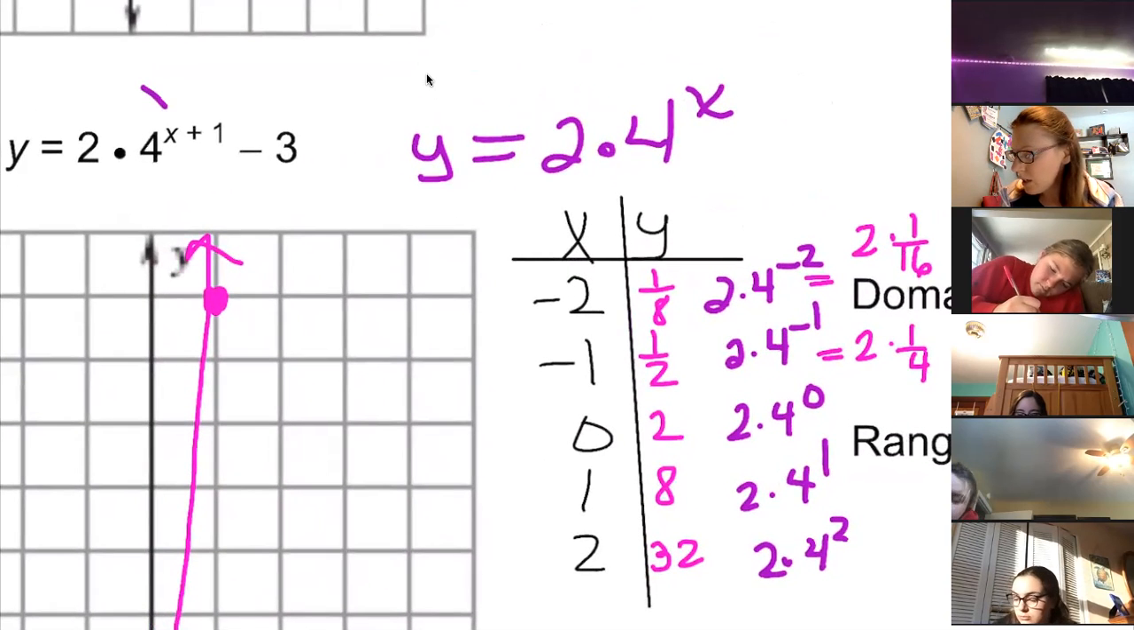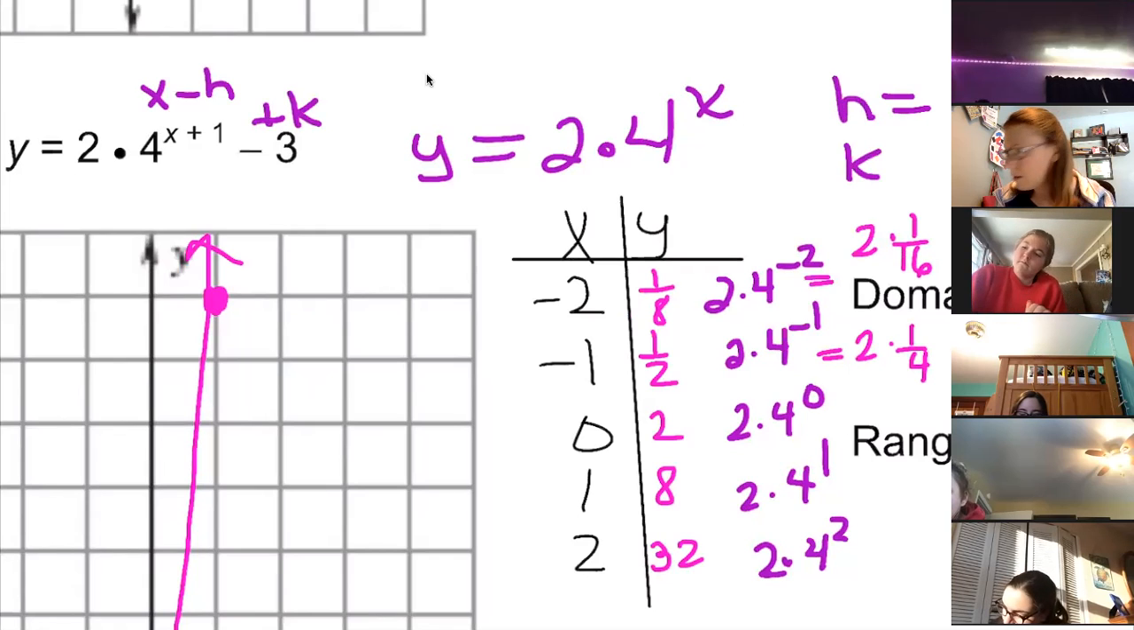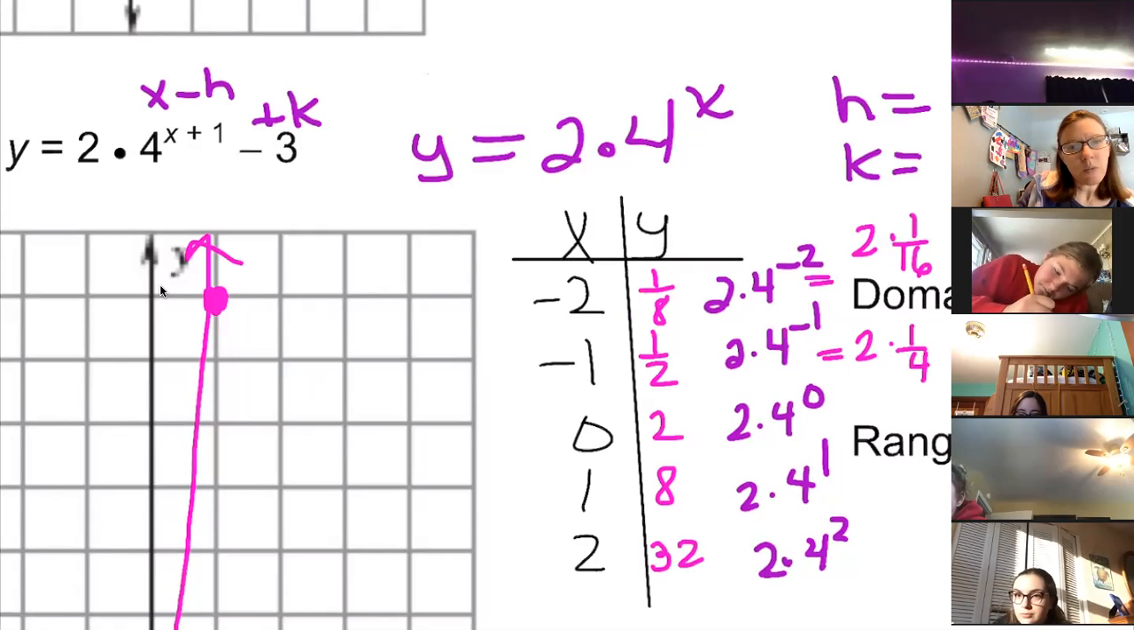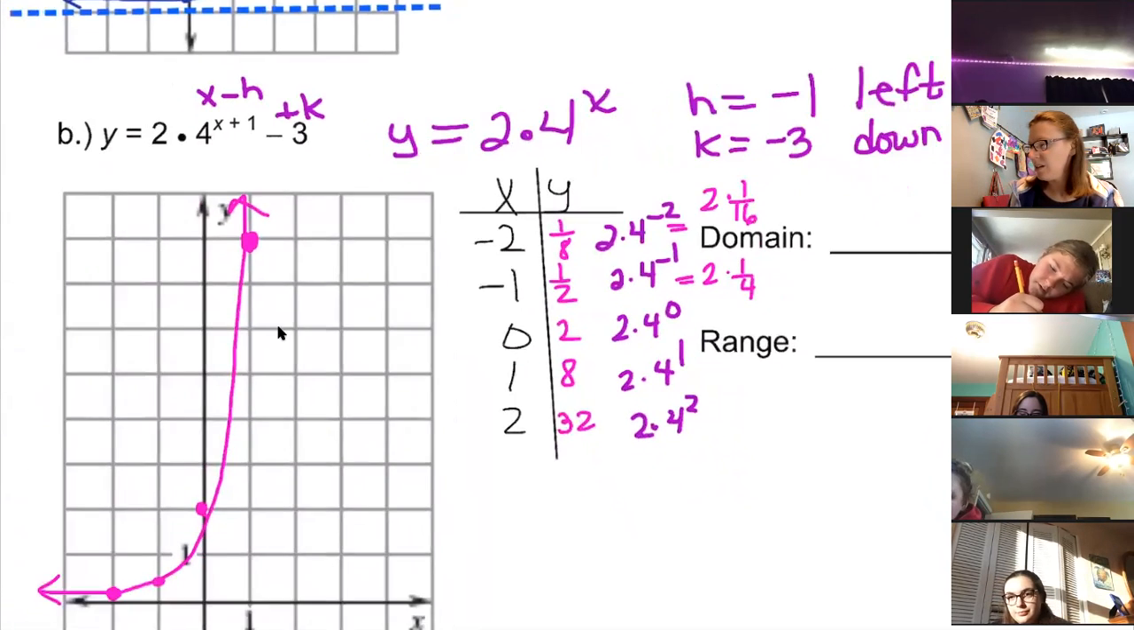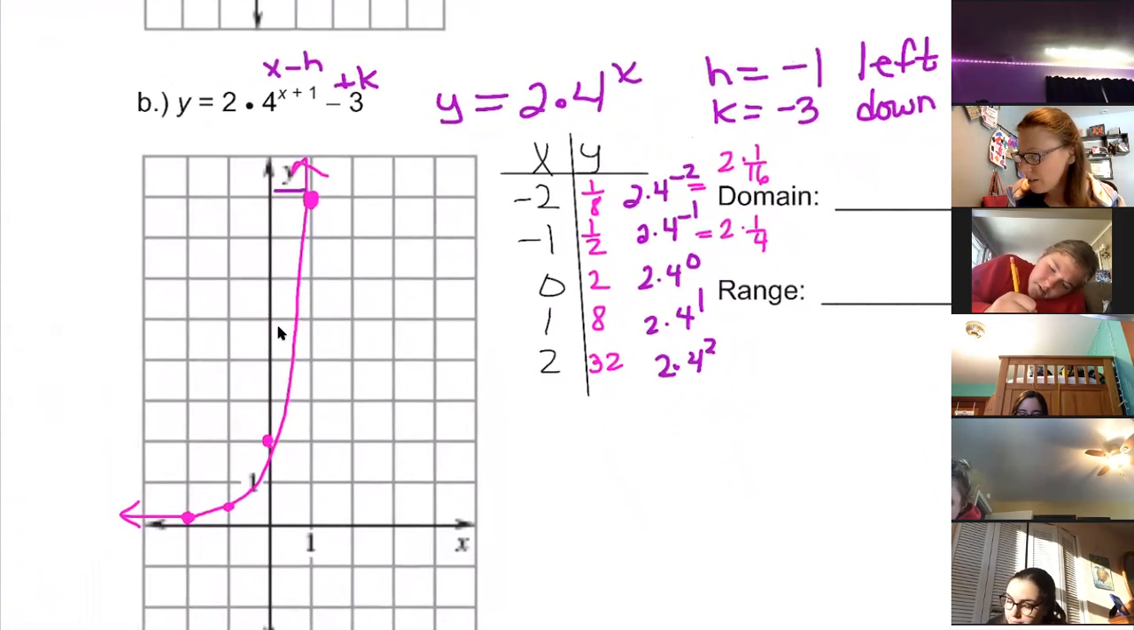And then if we look at our h and k, so this is x minus h plus k. Grace, what would the h and k values be in this problem? H would be -1. Yeah. And k would be -3. So how is the -1 going to move the graph? It would go to the left and the -3 would go down. Nice job. Good. So starting with your point, left 1, down 3. The next one, left 1, down 3.